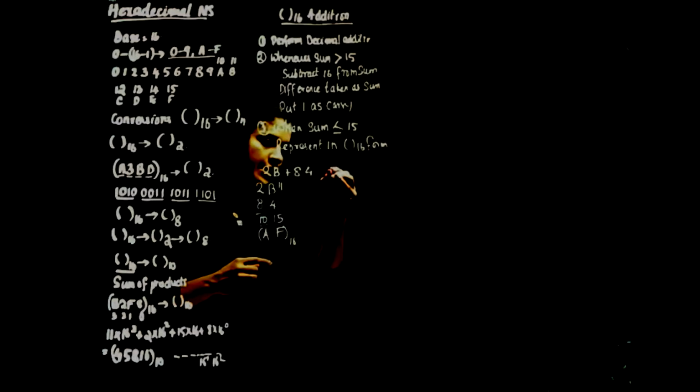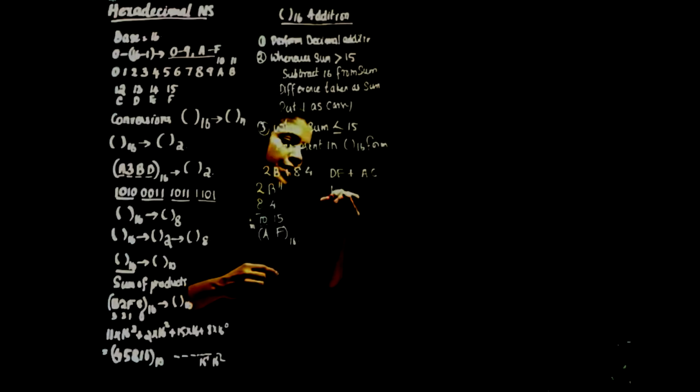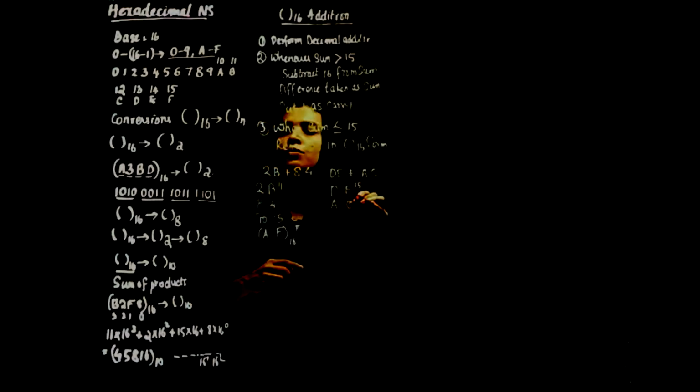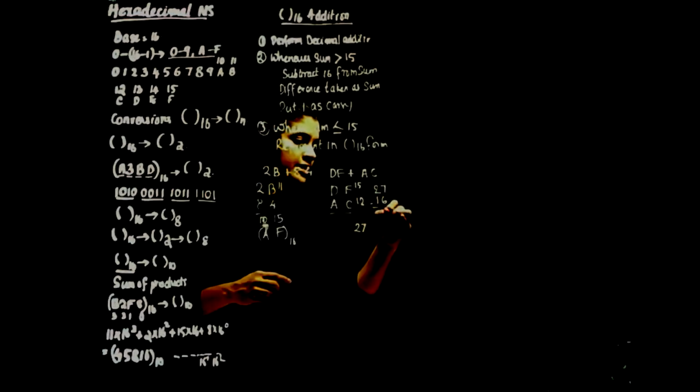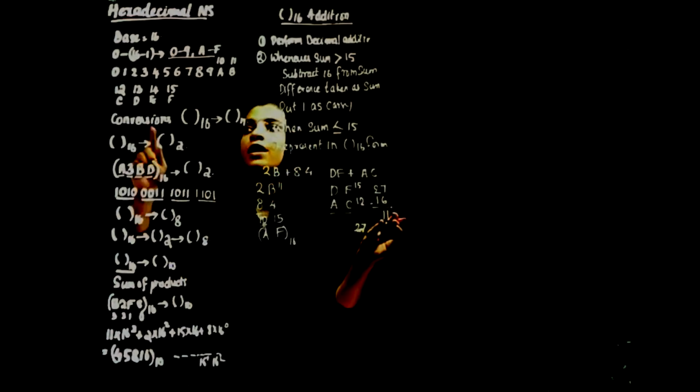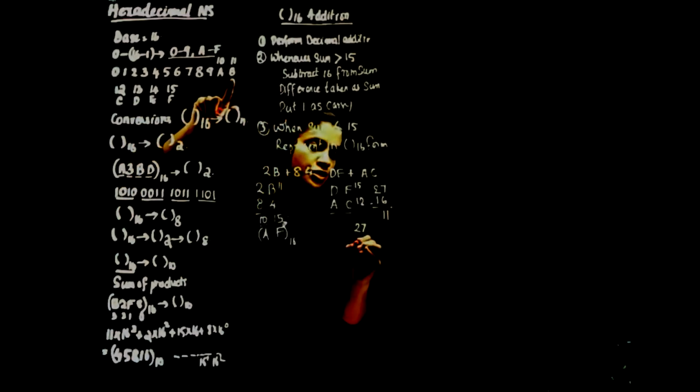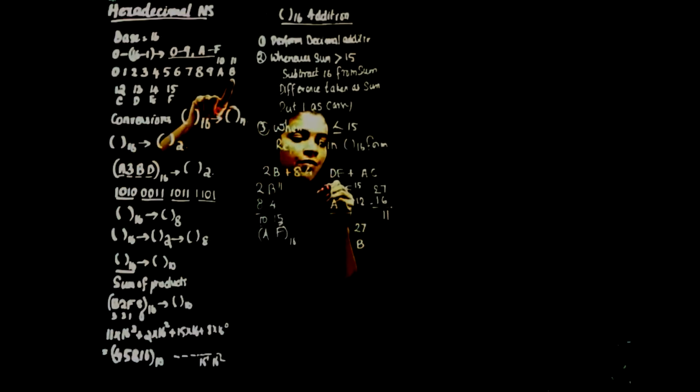Now we will see another example. DF plus AC. F corresponds to 15 and C corresponds to 12. So 15 plus 12 gives 27. 27 is greater than 15, so we have to subtract 16 from 27. This gives 11 as the difference. For 11 the corresponding representation is B. So write it as B and give a carry.